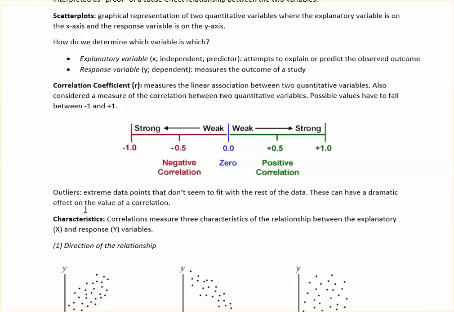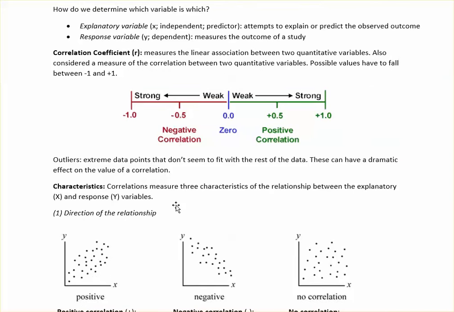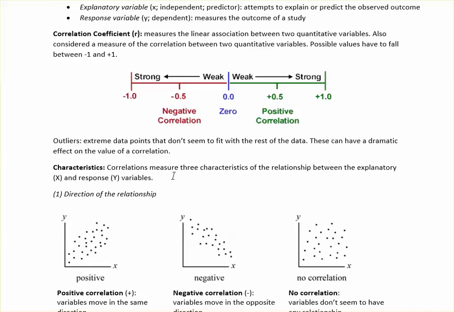Something to keep in mind, outliers are extreme data points that don't seem to fit with the rest of the data, and they can have a dramatic effect on the R value of a correlation. So just keep that in mind. Correlations measure three characteristics of the relationship between the two variables.